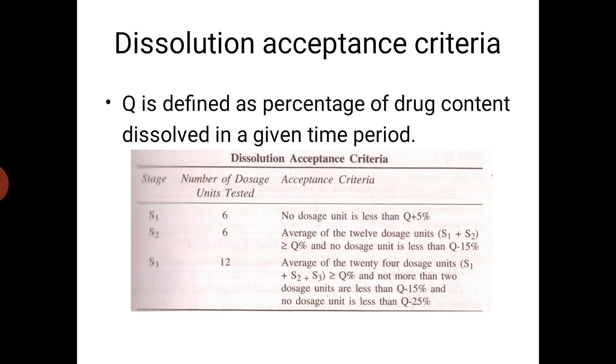Then the remaining all tablets must be greater than Q minus 15, and the average should be greater than Q. This is the acceptance criteria for dissolution.